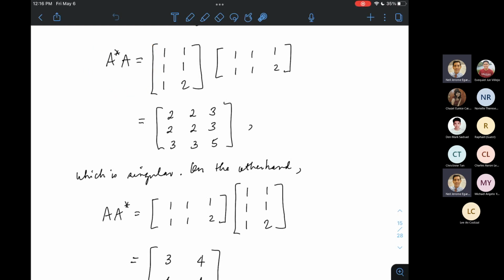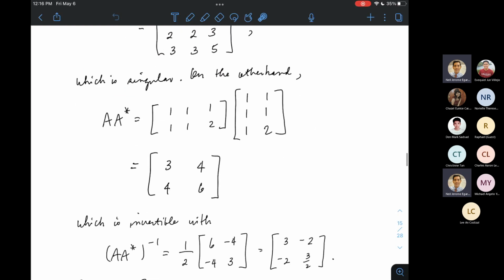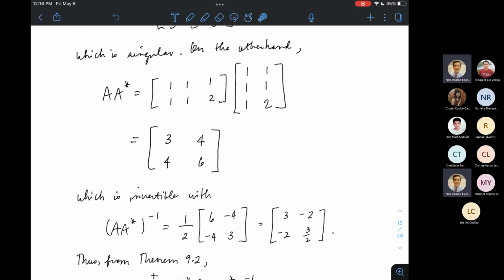Okay? So, ngayon, itetest ko, okay, kung hindi siya nag-work, tingnan ko yung AA star. Okay. So pag kinumpute mo yung AA star, ito yung makukuha mo, it's gonna be a 2 by 2 matrix. Tapos compute mo yung determinant ng 2 by 2 matrix.